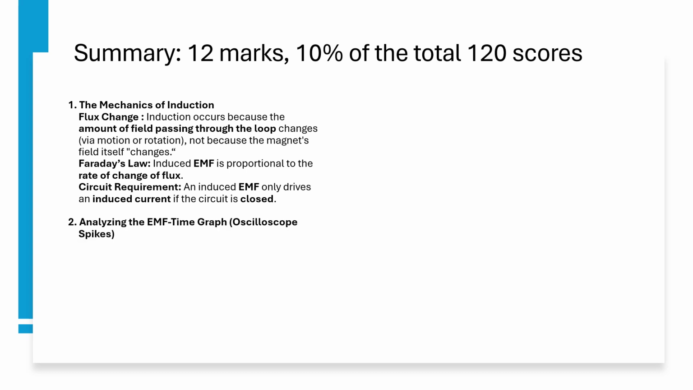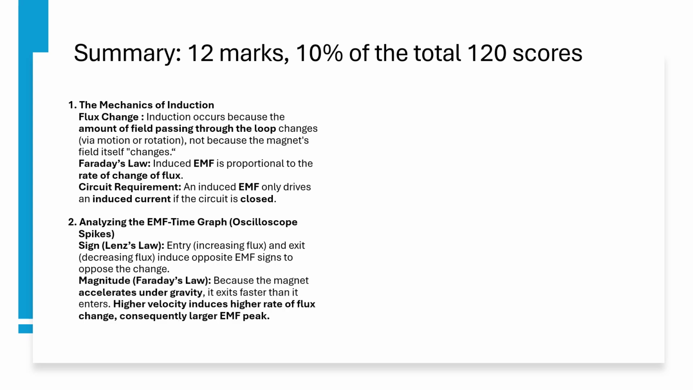2. Analyzing the EMF time graph, oscilloscope spikes. Sign, Lenz's law: entry, increasing flux, and exit, decreasing flux, induce opposite EMF signs to oppose the change. Magnitude, Faraday's law: because the magnet accelerates under gravity, it exits faster than it enters. Higher velocity induces higher rate of flux change, consequently larger EMF peak.